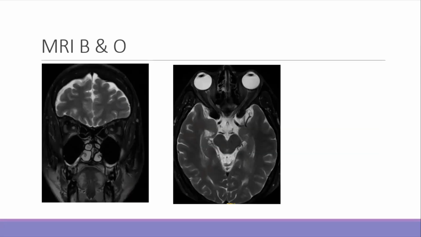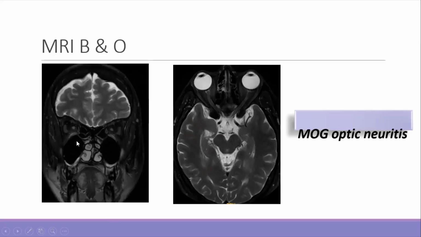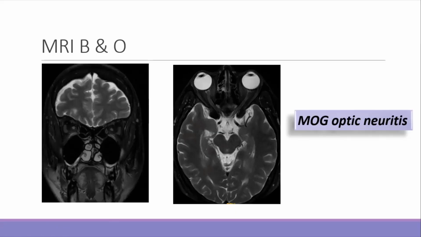All right. So there was bilateral involvement. Here again, you can see the T2 hyperintensity in both the optic discs when compared to the muscles. And this was a MOG-associated optic neuritis.